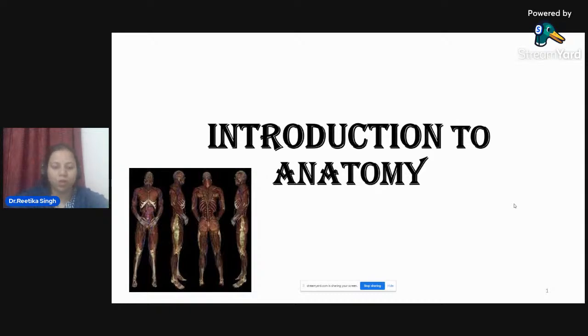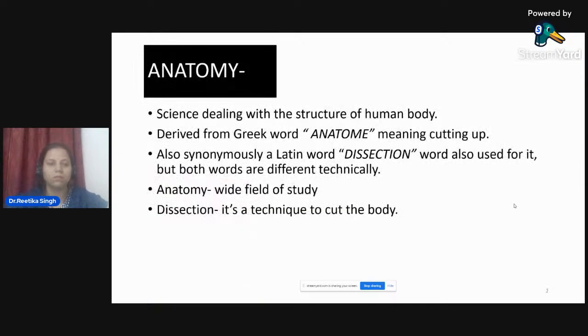Today, as you all know, bridge course is going on, and this is day 2 of the bridge course. I'm going to take a topic of Introduction to Anatomy, which is a basic and very important subject in physiotherapy. So, what is anatomy? Anatomy is a science dealing with the structure of the human body.